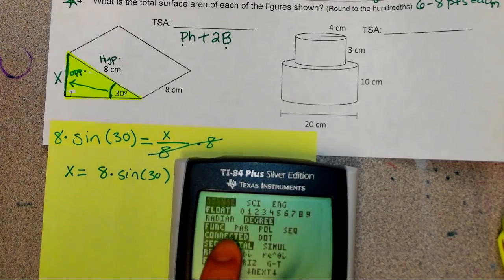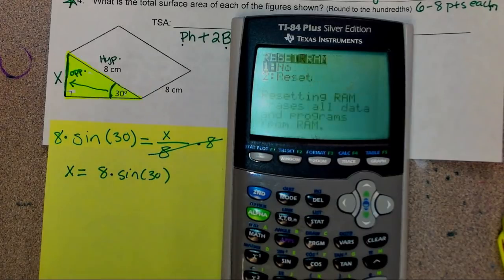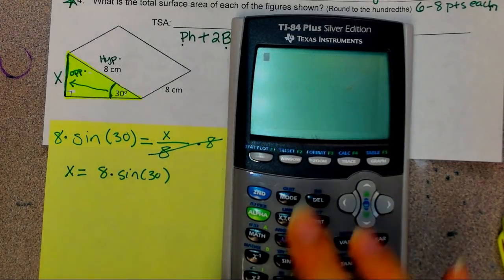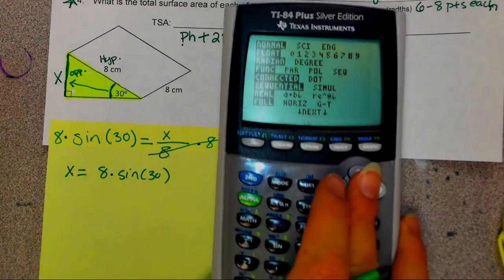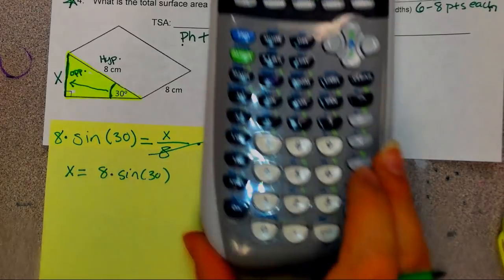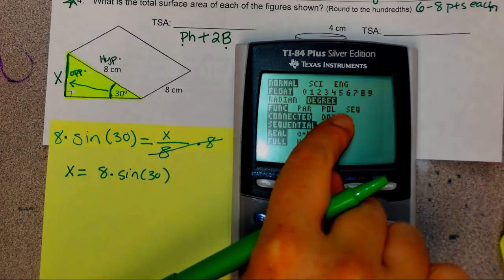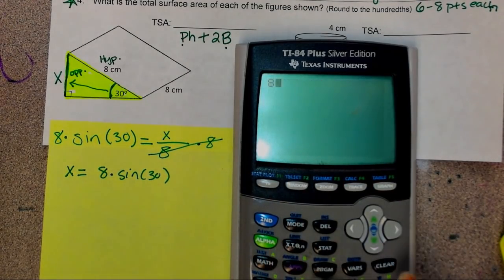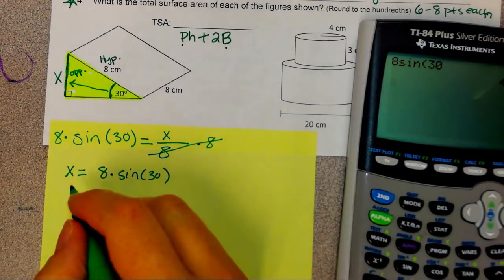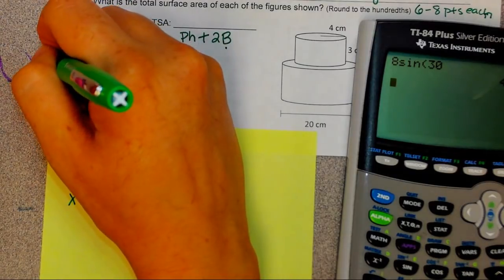Ooh, don't forget to make sure that your calculator is in degree mode. So like if I were to reset this, okay, the default mode is in radians. To take it off of radians, you go down, go over, and you need to press enter so that it unhighlights radian and highlights degree. And then you can hit second mode to get out of there. So 8 times sine of 30, and that's equal to 4.